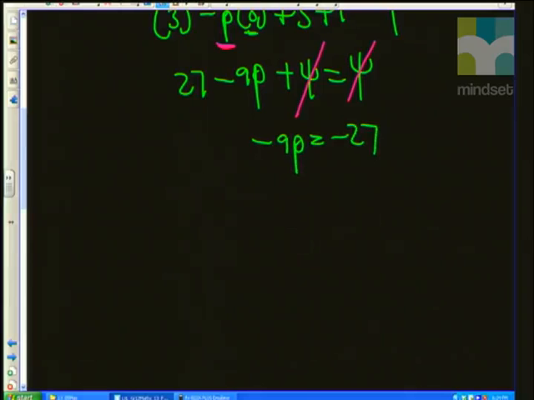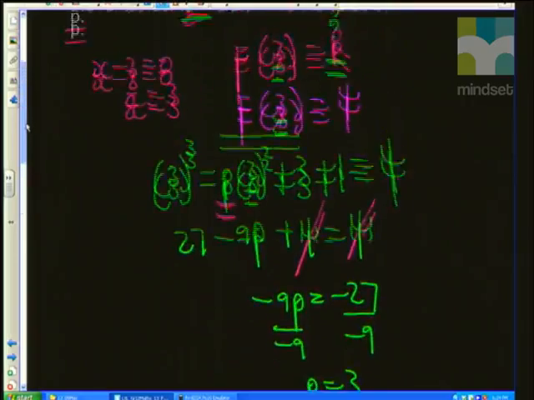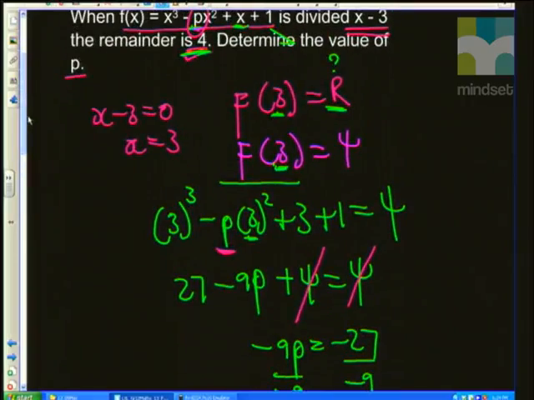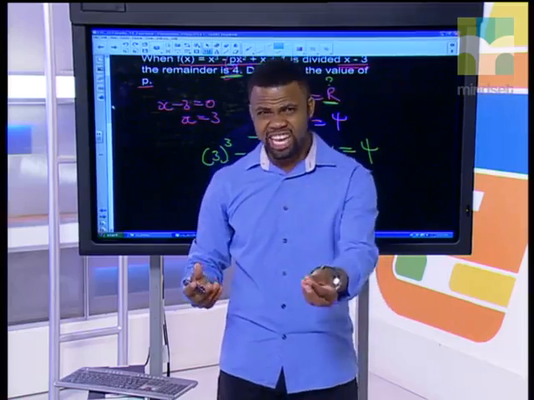Then what do we have? You can divide by minus 9 on both sides. Therefore, p equals 3. Good. This is beautiful mathematics. I hope you understand this problem, guys.